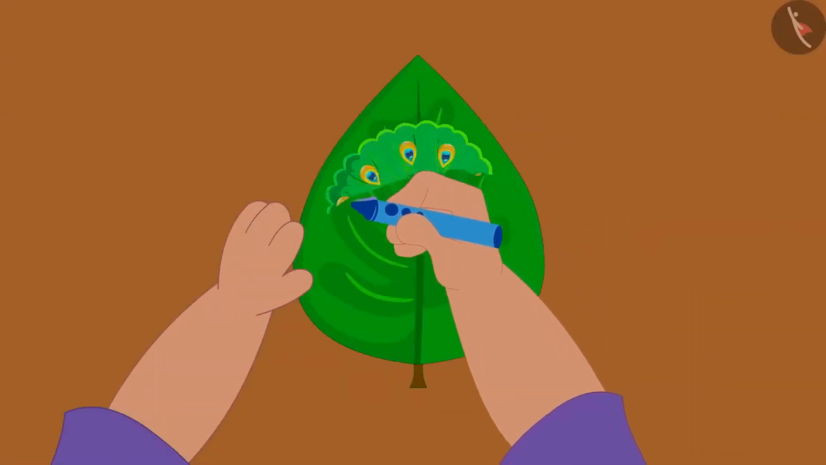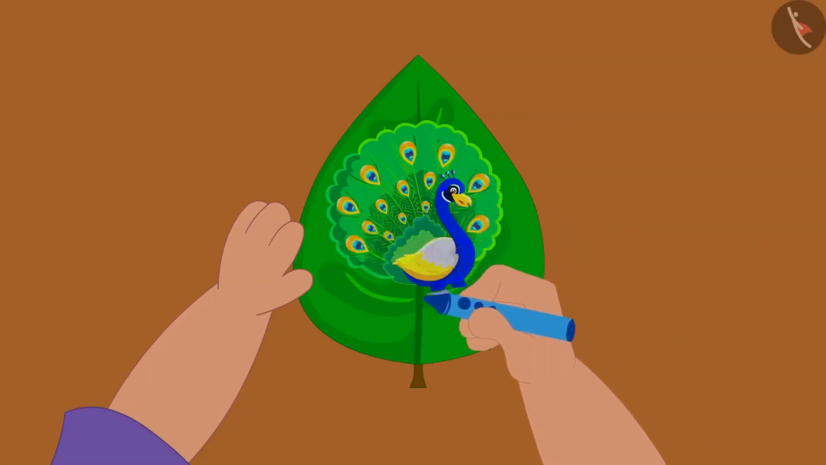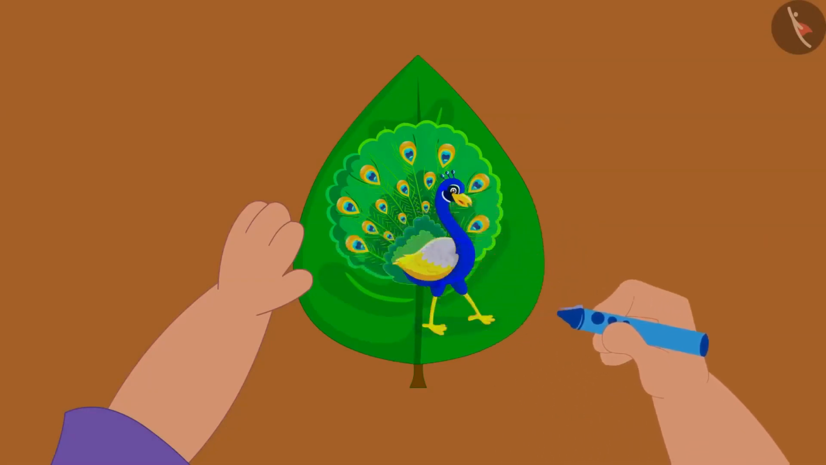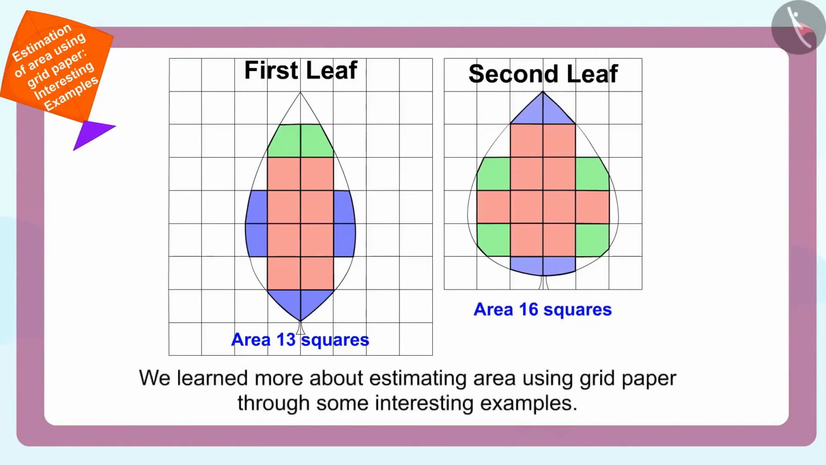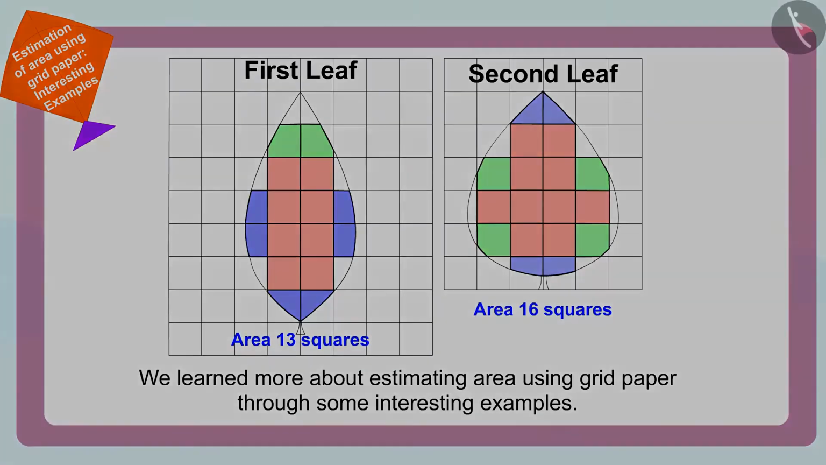The two friends made a beautiful painting on the second leaf. Children, in this video, we learned more about estimating area using grid paper through some interesting examples. In the next video, we will look at some of the misconceptions related to this.